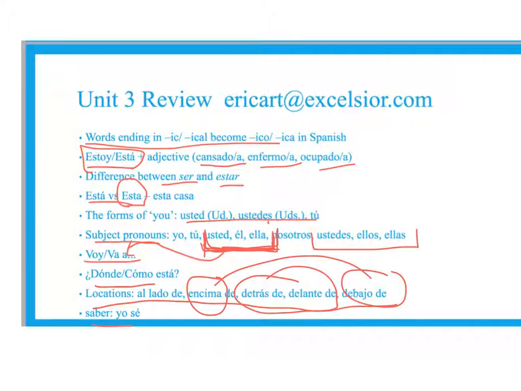The next is saber. Keep in mind that saber has an irregular yo form. It's the only yo form in the whole Spanish language that does not end in O or OY. It's really interesting. Saber is to know, and yo sé means I know. Yo sé. And everything else with saber is normal. So he knows would be sabe. Sabe. So you follow the general rules of the ER track in that case. Sabe. But for yo, it's yo sé. Yo sé. It's just the way it is. You just have to memorize that.